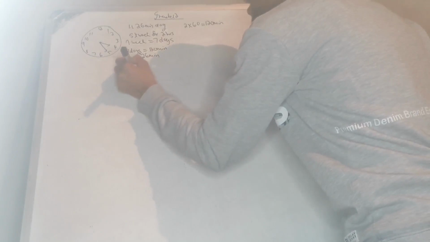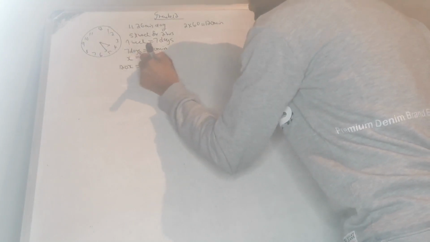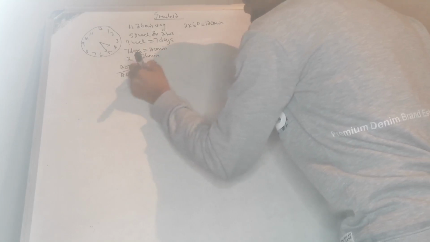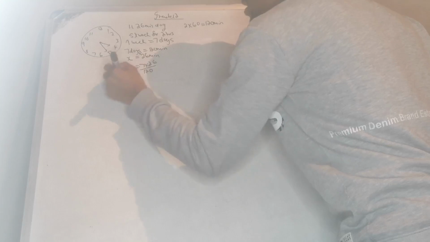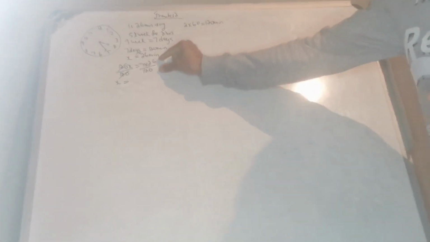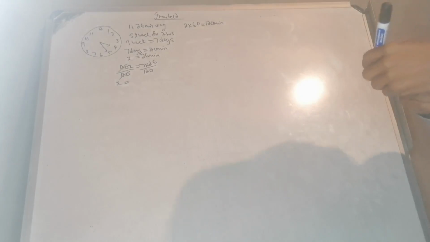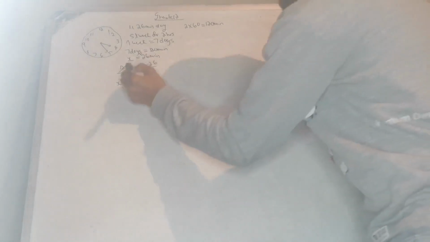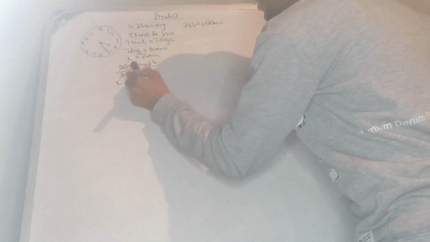Now let's cross multiply. 120x equals 7 times 26, divide by 120, divide by 120. x equals 7 times 26 divided by 120. And I'm going to refer to that 26 minutes. 7 times 26 divided by 120. We can calculate that, we get 1,51.